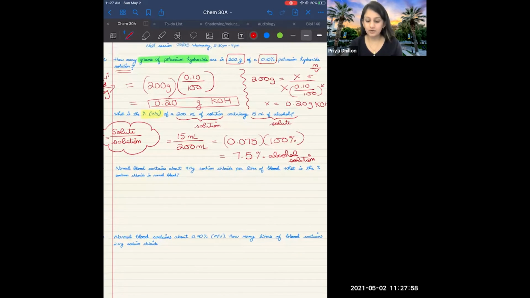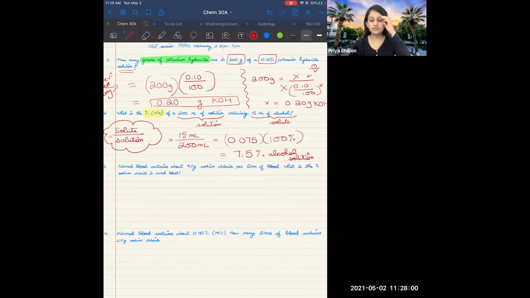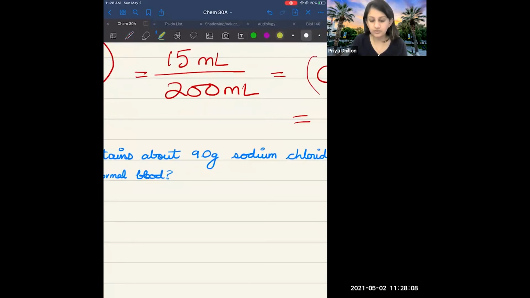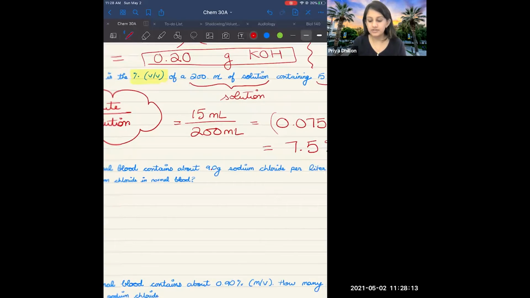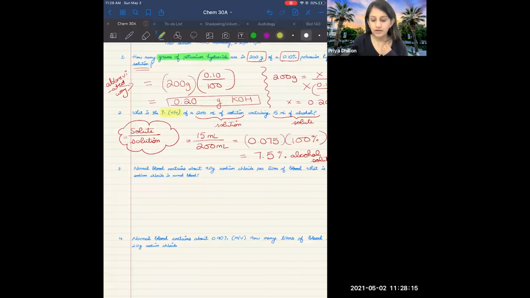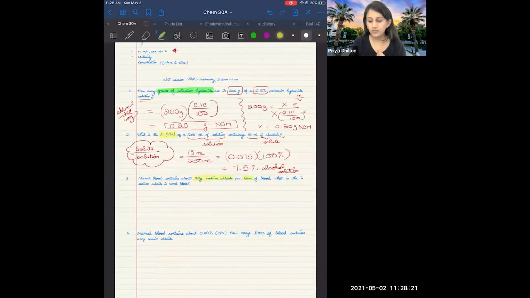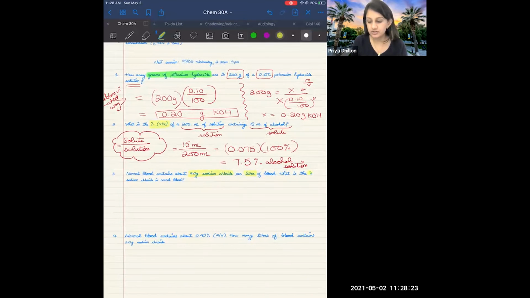Okay, now let's go over the third problem. So in this problem, they're saying that normal blood contains this many, so it's 9.0. I don't know if the point looks a bit weird. Okay, it's 9.0 grams of sodium chloride per liter of blood. What is the percentage of sodium chloride in normal blood?